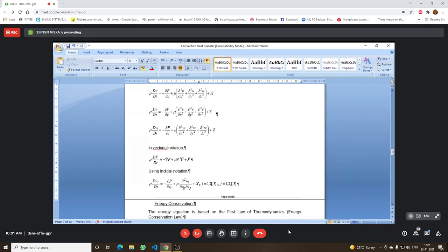Okay. Is it clear, this part? This index notation is clear? Yes, sir. For anybody, is it not clear? Otherwise, I'll go to the next.